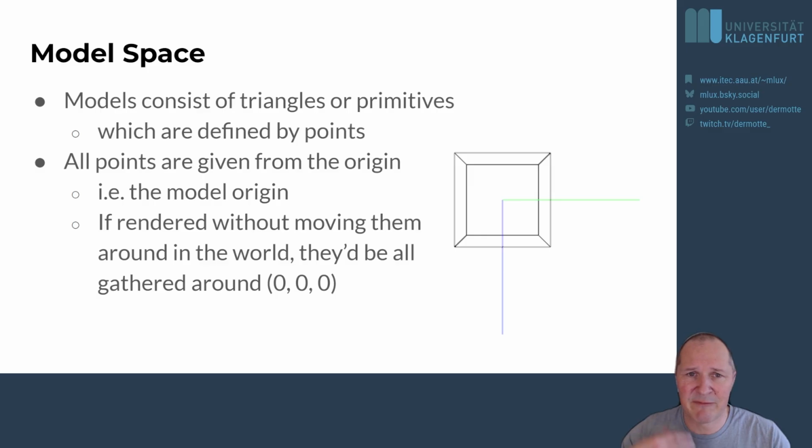Okay, model space. Models consist of triangles or other primitives, which are defined by the points that we already mentioned with the triangles. And all points are given from the origin, in this case the model origin, if we're in model space. And of course, without moving them, everything would be gathered around the world space origin too. So we have to move it.